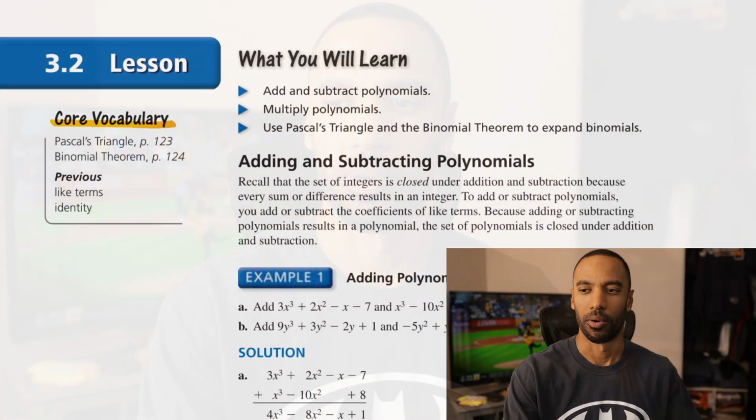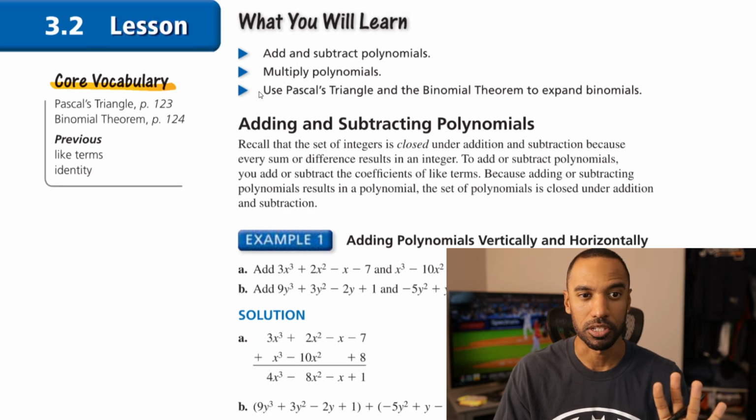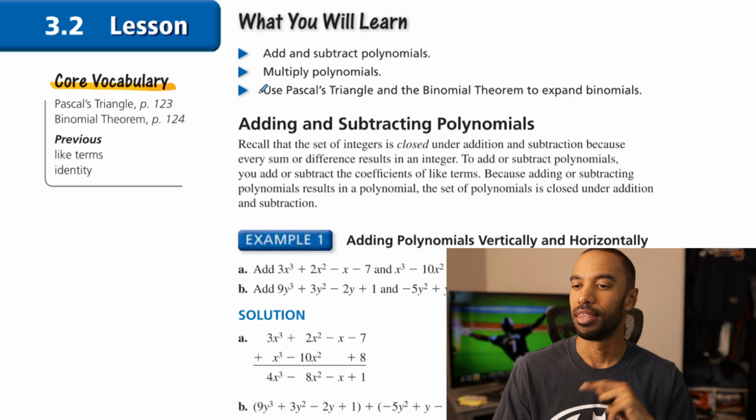We're going to start with the lecture. I don't think any graphs are done here. Let's go ahead and get started on this right now. We are going to add and subtract polynomials, multiply polynomials. I'm going to be honest, I don't think a lot of this stuff is going to look really different from what you've seen before.